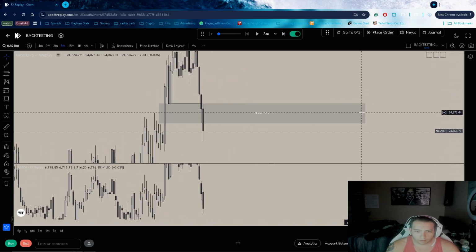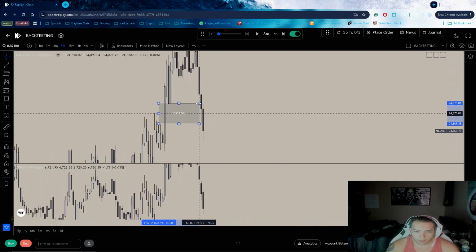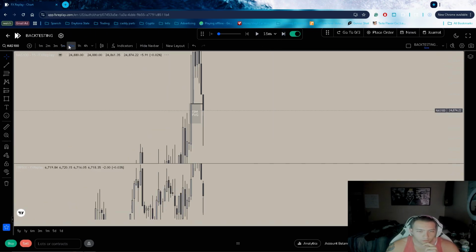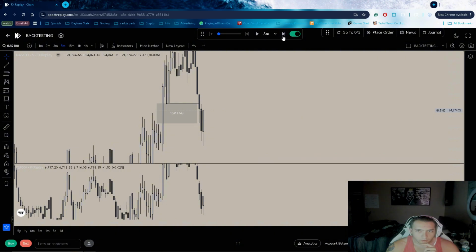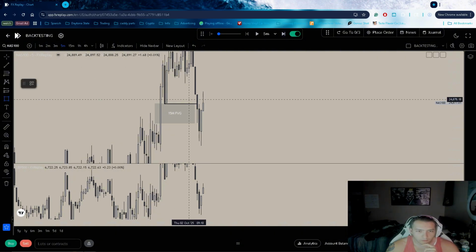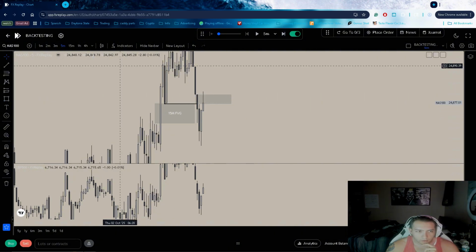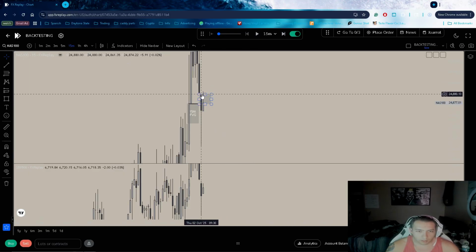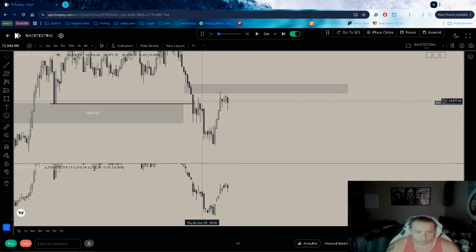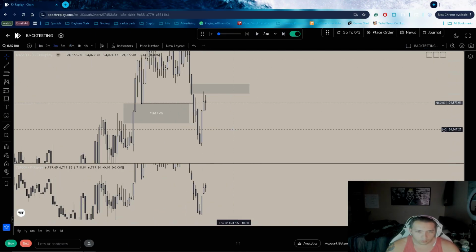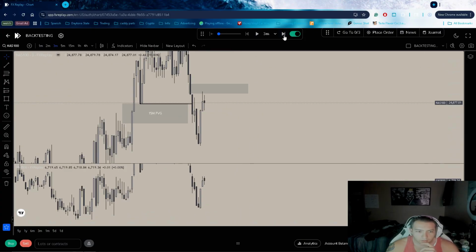So we would look for potential shorts. Price traces into a fair value gap, which it did. Bearish fair value gap. Oh, it actually tapped into a 15-minute bearish fair value gap. Now we would look for entry. 3-minute fair value gap.